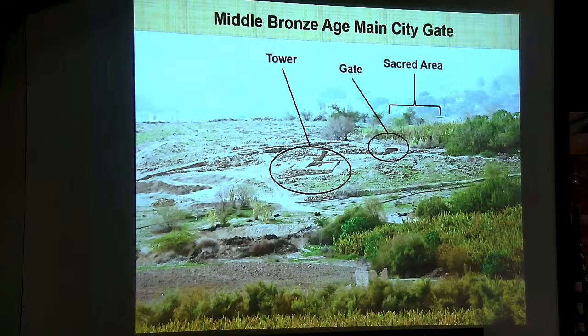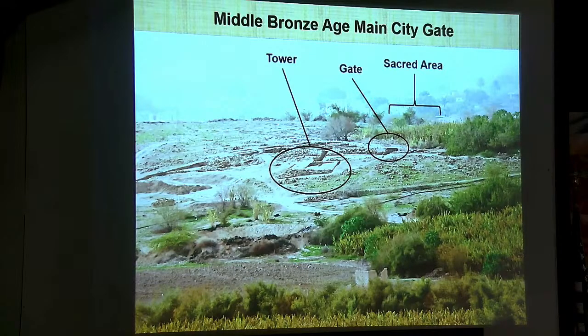Where's my pointer? There's my pointer. Okay. Here's the city gate right here. Here's that tower foundation that I pointed out earlier. The other one's over here, but it's under these trees. We never uncovered it because that's a very tight root system. And kind of in the middle of that lower tell is what we call the sacred area or the sacred precinct. That's where we found the temple foundation in the lower city.